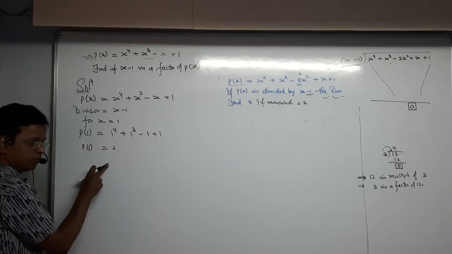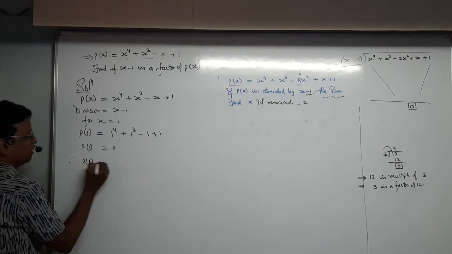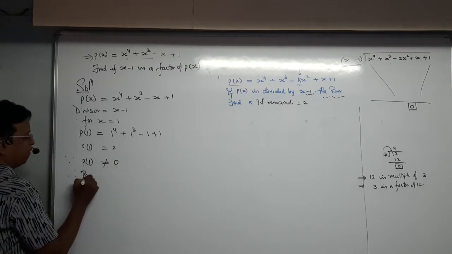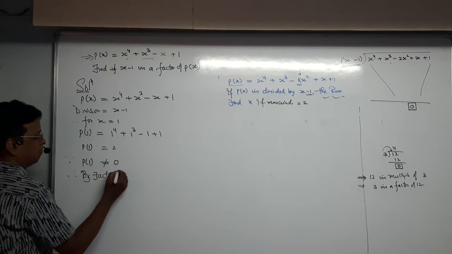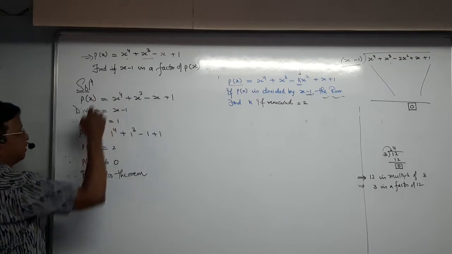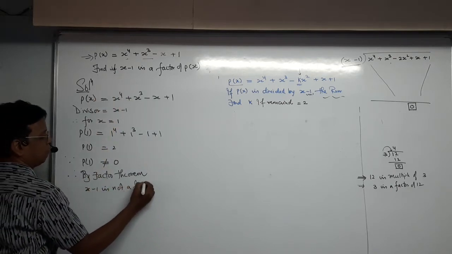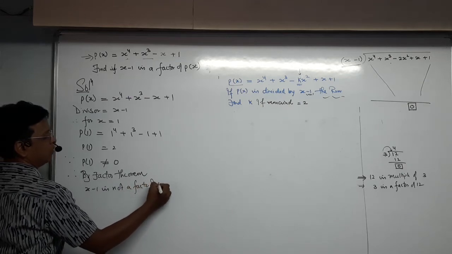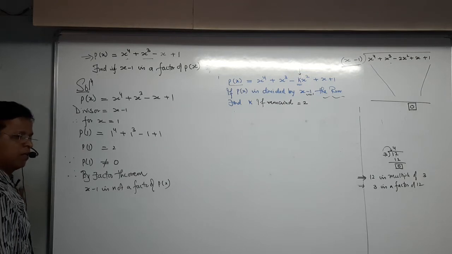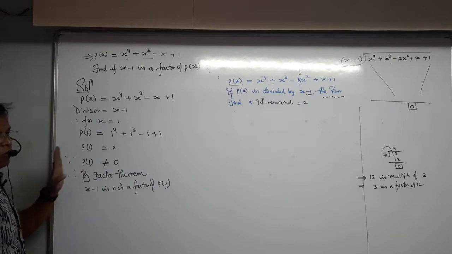Is p of 1 0? No. Therefore you will tell, since p of 1 is not equal to 0, therefore by factor theorem, x minus 1 is not a factor of p of x. Simple as that. Understood? If the remainder is 0, then you will tell it is a factor. If the remainder is not 0, it is not a factor.